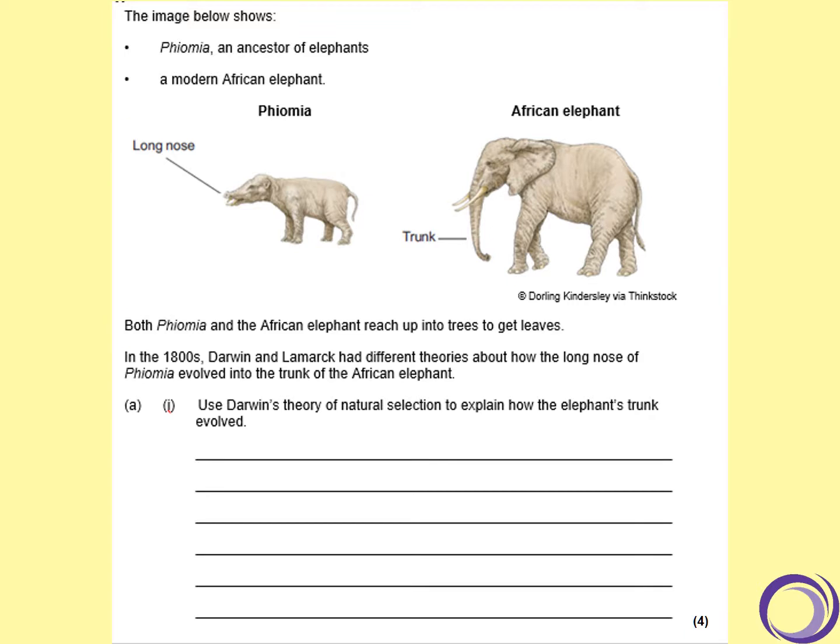So this exam question looks at two species of elephants. You don't have to know anything about them. The information is given in the question. But I'm just going to get you to have a look at the question. I'm going to give you a little bit of time to see what you can come up with as your answers. There's 4 marks. I'm going to give you about 2 minutes just to jot your ideas down.